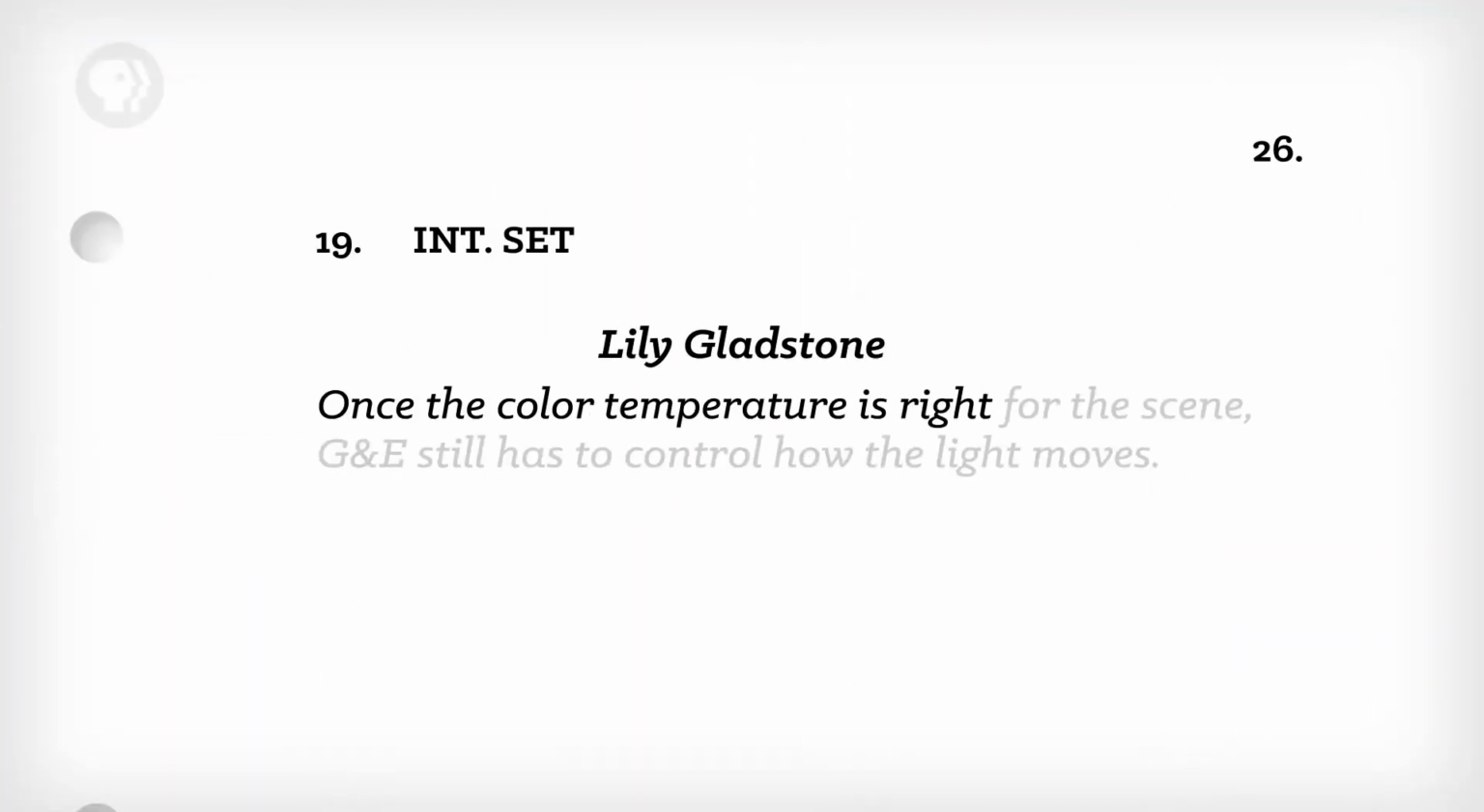Once the color temperature is right for the scene, G&E still has to control how the light moves. We talked about the basic 3-point lighting setup when we talked about cinematography. The key light, the fill light, and the backlight or hair light all work together to give a scene depth and allow the audience to feel like they're looking at a real space, not a screen. But you don't just put up 3 lights in a triangle. The electricians and grips shape the light to create the look the gaffer and cinematographer want.